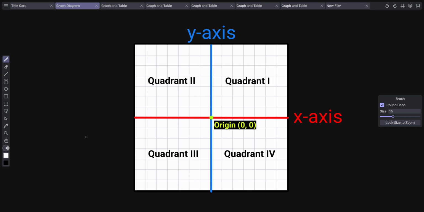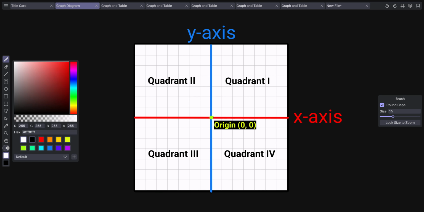Now here you can see that there's an x-axis and a y-axis. The x-axis goes from left to right, so it goes horizontally, and the y-axis goes up and down, so that is our vertical axis. And you can see here we also have quadrants 1, 2, 3, and 4. And we also have an origin in the middle. And the origin exists at 0, 0, but what exactly does that mean?